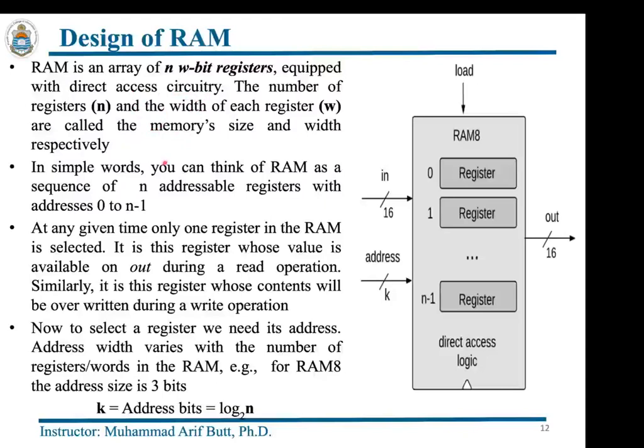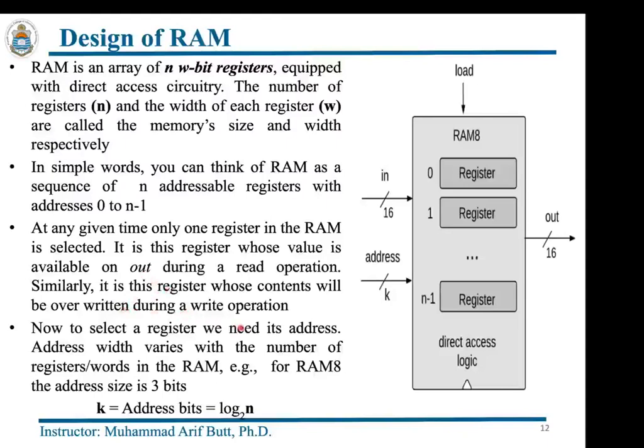In simple words, you can think of RAM as a sequence of n addressable registers with addresses starting from 0 to n minus 1. At any given time, only one register in the RAM is selected, and it is this register whose value is available on out during any read operation. Similarly, it is this register whose contents will be overwritten during a write operation.